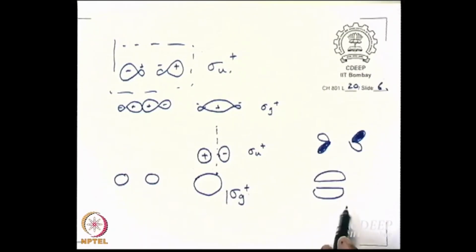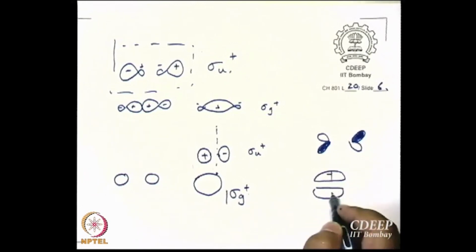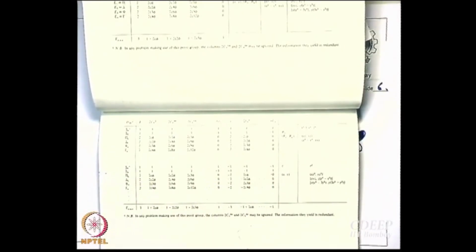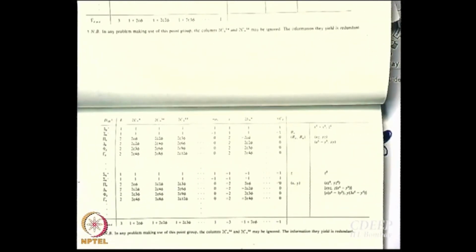Okay. And what about these? These are like x and y. This is also plus and minus, right? So you have one orbital like this, another orbital like this. They will have the same symmetry as x and y. Where do x and y belong? xy belongs to pi u. See that, pi u.